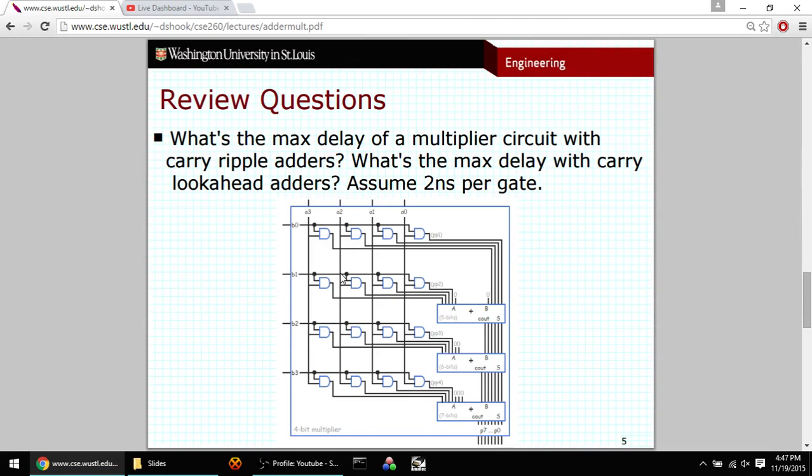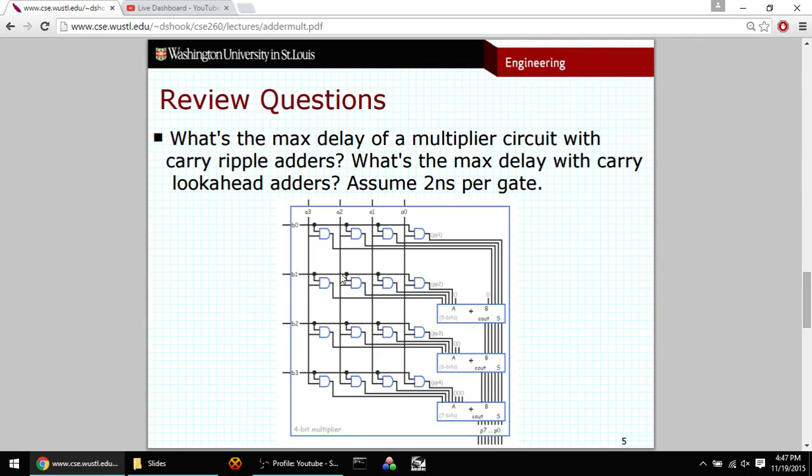So 1 times 1 is 1. 1 times 0 is 0. 0 times 1 is 0. 0 times 0 is 0. Oh, hey, look. That's a truth table for an AND gate. AND gates perform single-bit multiplication. So that's great. That's awesome. That's wonderful for us, right?